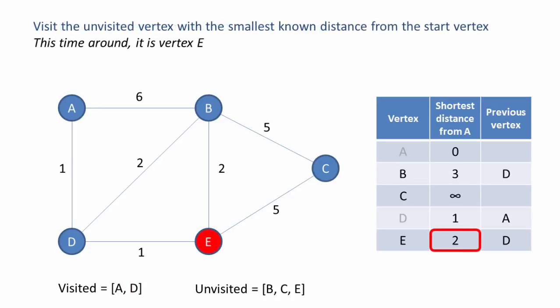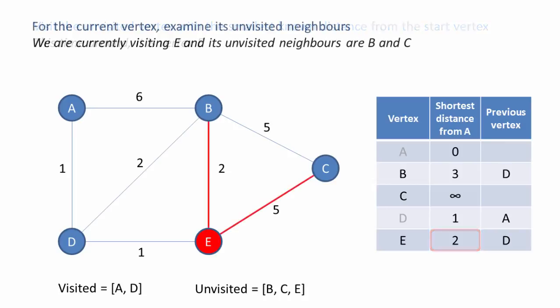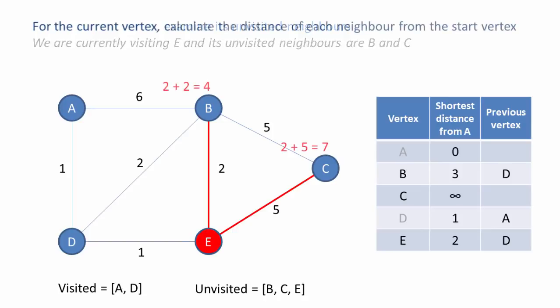And once again, visit the unvisited vertex with the smallest known distance from the start vertex. This time around, the information in the table tells us that it's vertex E. For the current vertex, examine its unvisited neighbours. We're currently visiting E, and its unvisited neighbours are B and C. For the current vertex, calculate the distance of each neighbour from the start vertex.